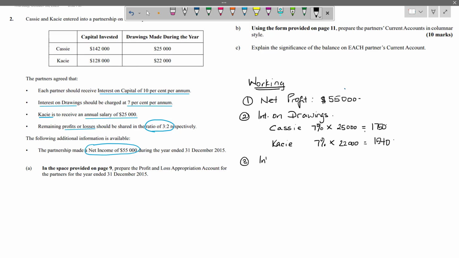Next, we need interest on capital. So we go in with our flow quickly. Cassie, Casey, and we're doing this at 10% per annum. So 10% of Cassie's 142,000. Right, so that's going to work out to be 14,200. And Casey is going to be 128,000. So that's 12,800.